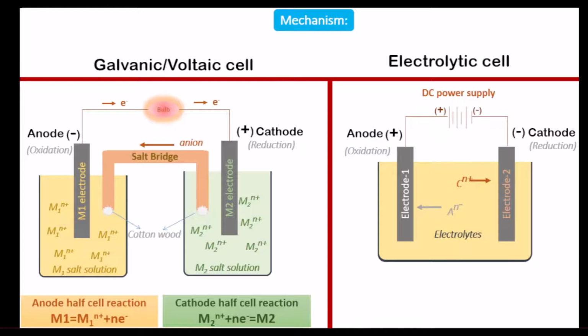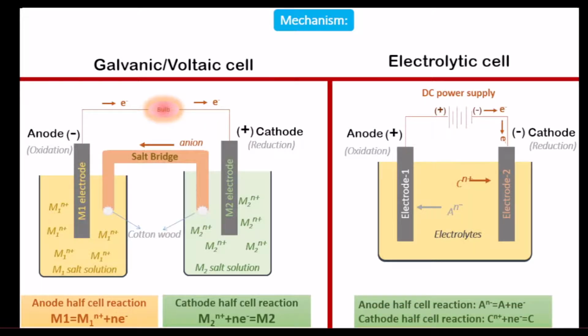The sign is because it is connected with the positive pole, and it is the anode because the oxidation reaction occurs at this electrode. The negative pole of the DC power supply supplies the electrons, and these electrons are accepted by the cations of the electrolyte, which become neutral species. So in the anode half-cell reaction, as you can see on the screen, the anion just leaves the electron, and in the cathode half-cell reaction, the cation receives the electron and becomes the neutral species.